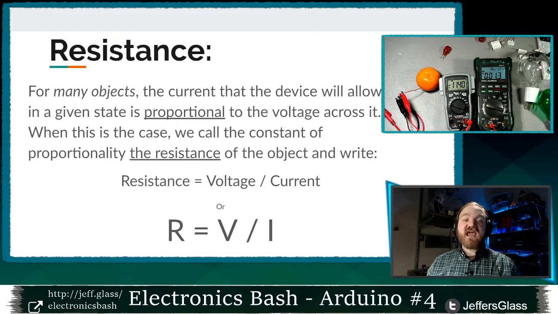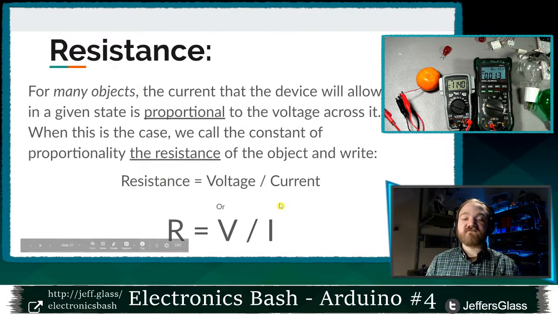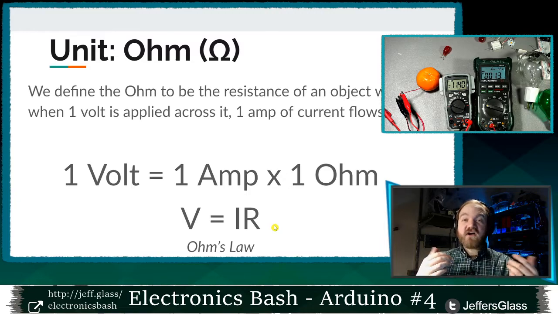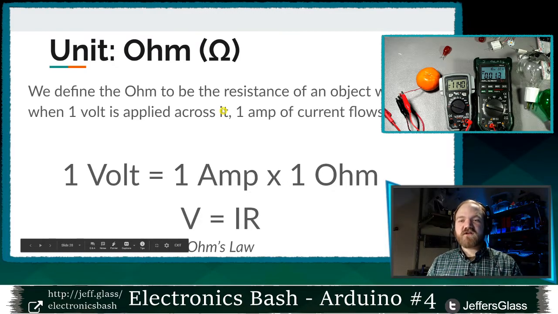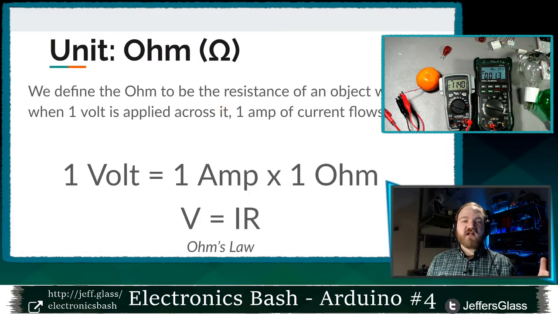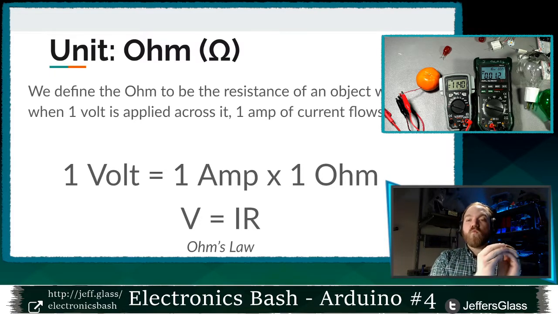And when that is the case, we call that ratio, the proportion between the voltage and the current, the resistance of that object. The resistance is defined to be the ratio between voltage and current. And we have a unit for such things, much like we've had units for everything else. We define the ohm to be our unit of resistance: if we apply 1 volt across a resistance of 1 ohm, we'll have 1 amp of current flowing.